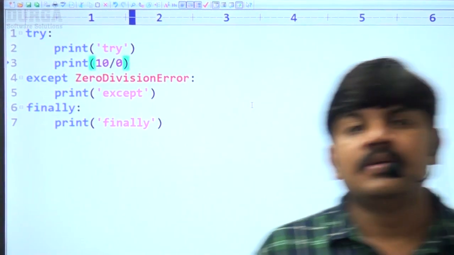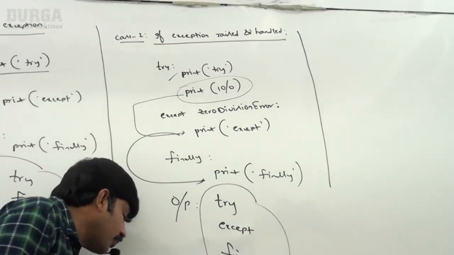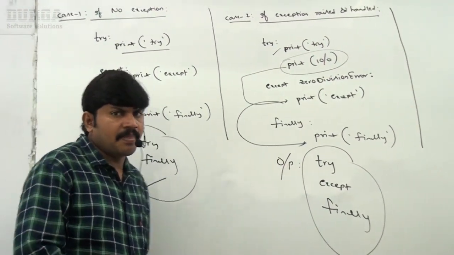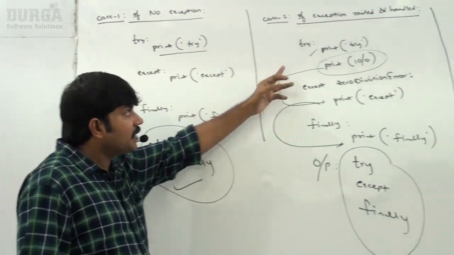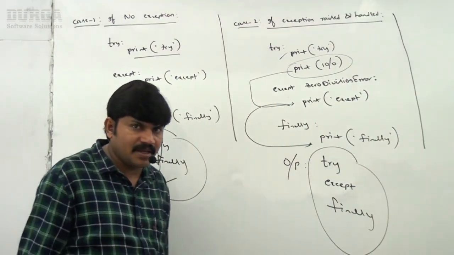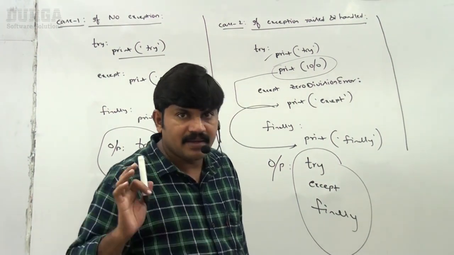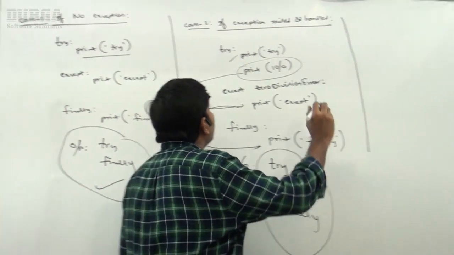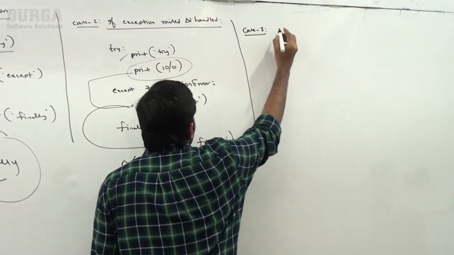Now the next thing I have to discuss is a very important point. What is the remaining case? No exception, and if an exception is raised and handled. The remaining case is: an exception raised but not handled. Now, case 3. Observe carefully.